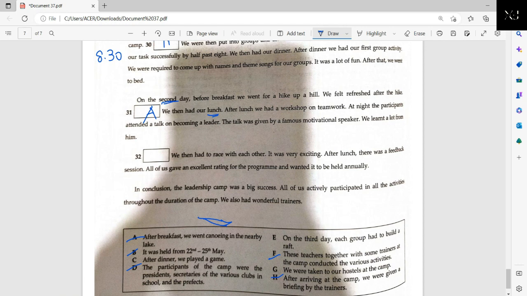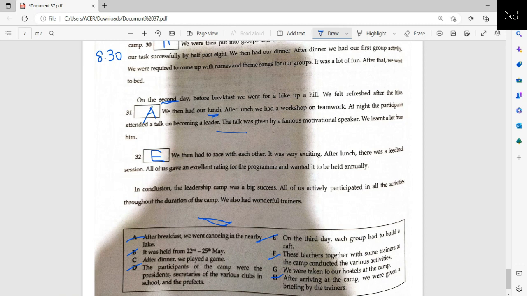Okay, we are on the third day already. Because this talk was given at night, so we are not doing anything else at night. So on the third day, each group will have to build a raft. A raft, I'm going to show you a photo, but you put the logs or whatever together to make a boat. So that's what a raft is.